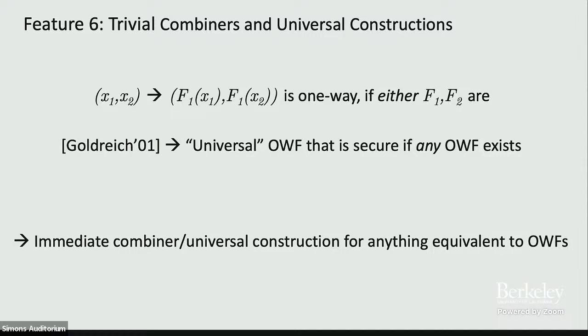And this feature of having a combiner allows you to get something called a universal one-way function, which is a single fixed one-way function that is secure as long as there exists a one-way function that is secure. You don't know what it is, but as long as there is some one-way function that's secure, this universal one-way function will be a secure one-way function.